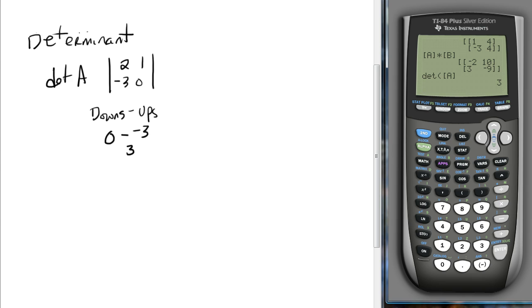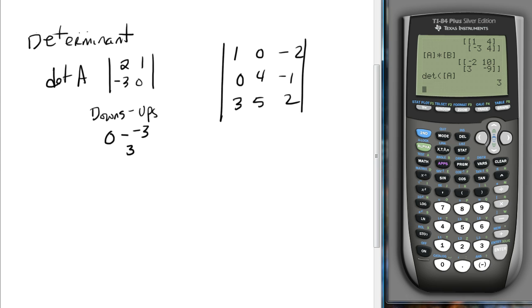Well, let's do the determinant of something larger. All right. So we got a 1, 0, -2, 0, 4, -1, 3, 5, 2. Let's find a determinant of this thing. Now you can pick a different matrix. I'm just going to throw it under A. It doesn't matter to me. And this is a 3 by 3. So enter it in.